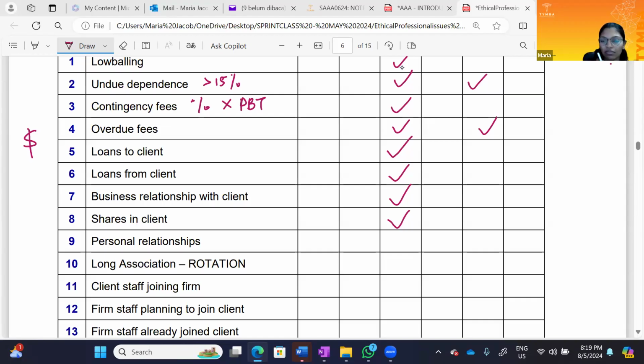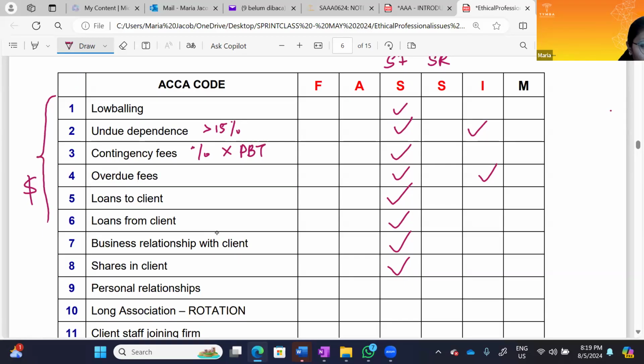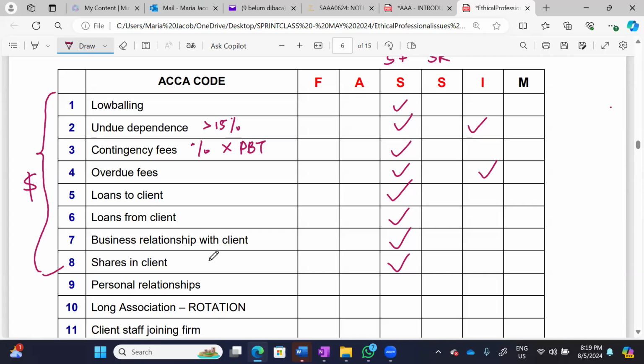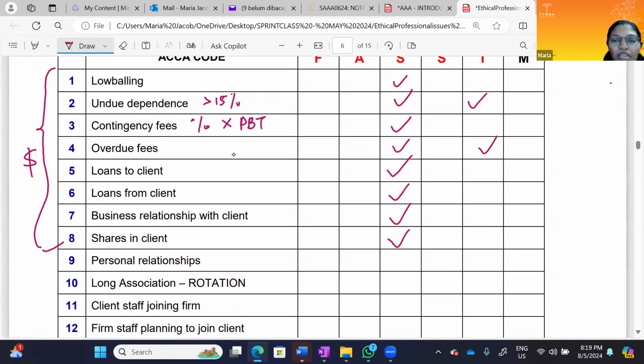Okay, so now let's look at personal relationship. If you have a personal relationship, you notice all these have something to do with money, and it is going to be self-interest. Now, personal relationship, what type of threat will it give rise to? Familiarity. Yes, if you have a relationship, most of the time it is going to be familiarity.